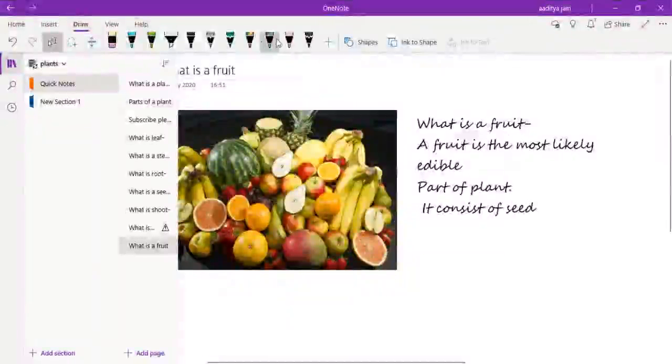So kids, now comes the most interesting part. You all must be eating fruits like banana and apple, watermelon and strawberries and grapes and many others, pineapple. But do you know what these fruits are?